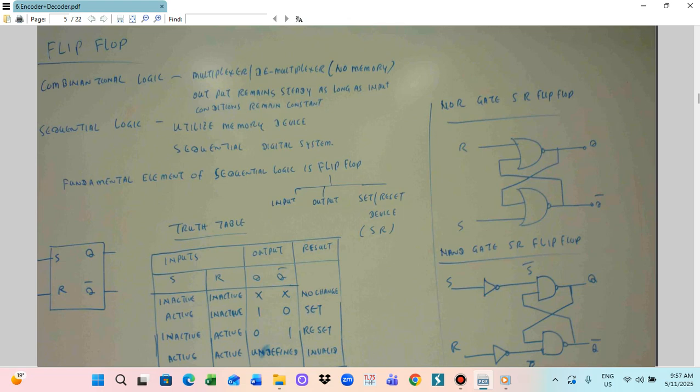Sequential digital system means input is memorized, and the flip-flop produces output. So output also depends on the input signal. In a sequential digital system, we use a flip-flop or memory. Not only the input data, we can also include the set and reset device. So the fundamental element of sequential logic is the flip-flop.